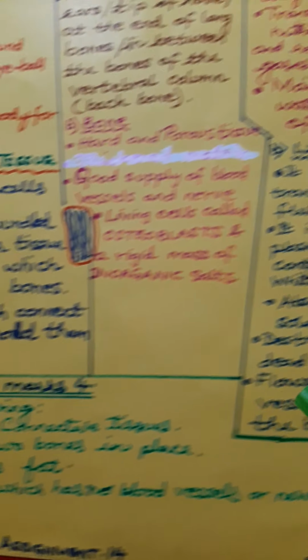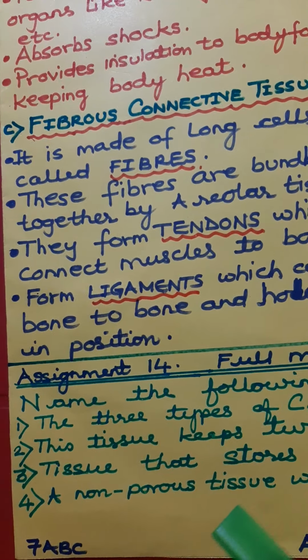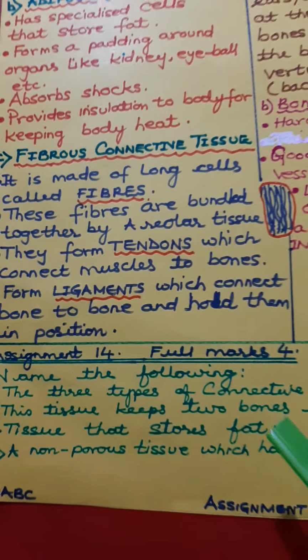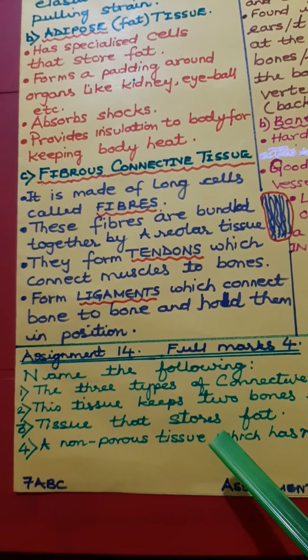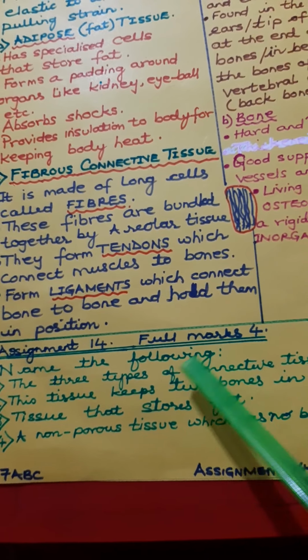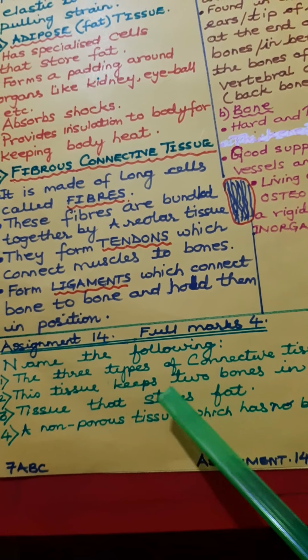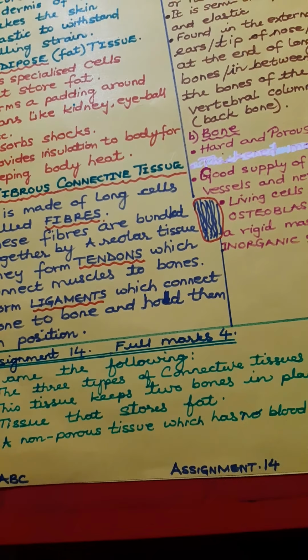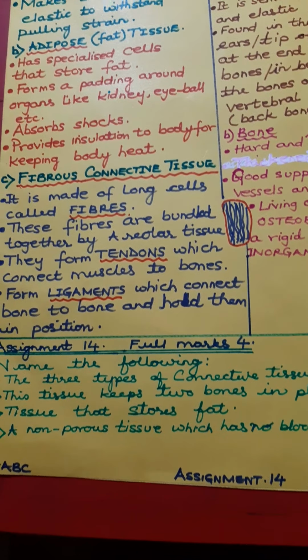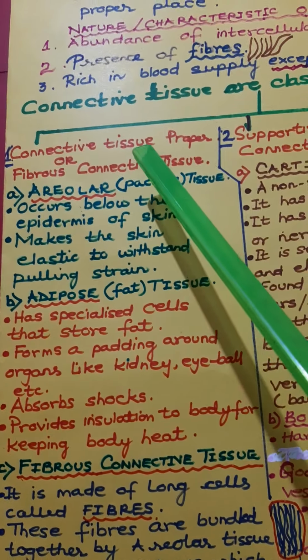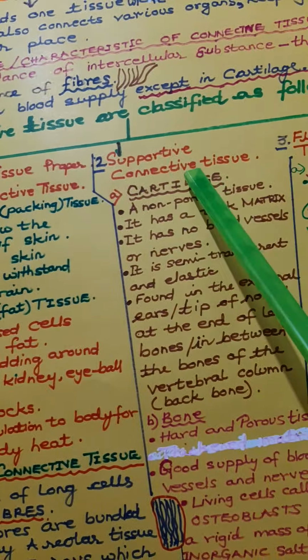Okay? Now, this is your assignment 14, full marks 4. Name the following. You just have to name them, okay? The 3 types of connective tissues. All the answers, you're going to find over here only. 3 kinds of connective tissues.